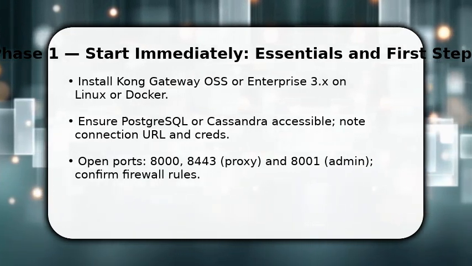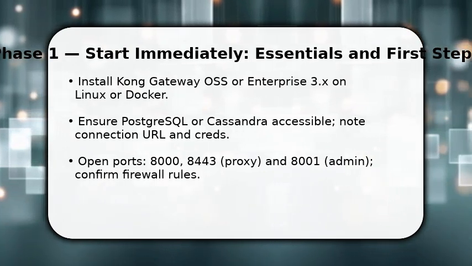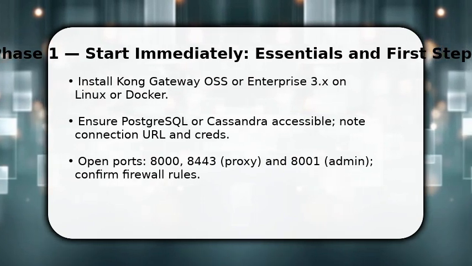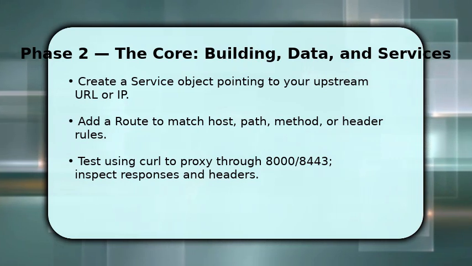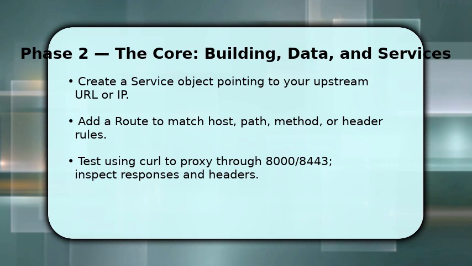Run Kong migrations bootstrap and then Kong start. This gets Kong running and ready to accept configuration via the admin API immediately. You now register your first service. Use the admin API to post a service with the upstream URL and timeout settings because Kong decouples routing from upstreams.